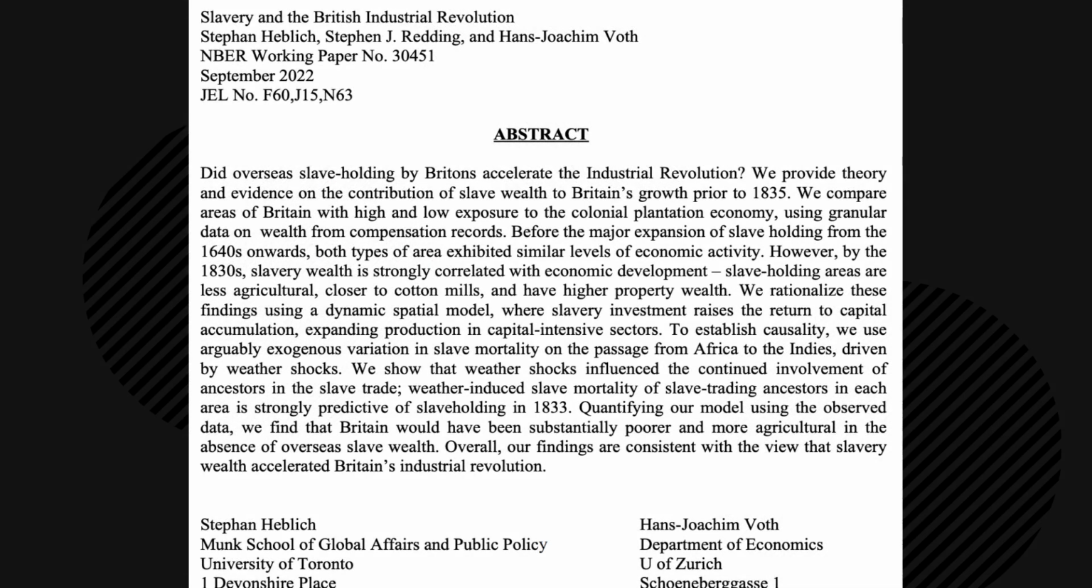The paper we're looking at today is called Slavery and the British Industrial Revolution. It's a working paper from the National Bureau of Economic Research, initially published in September 2022. A working paper is something that economists tend to do. Essentially, it's a paper that is still being developed and is not yet peer-reviewed by a journal. So bear in mind that the version we are presenting to you today may not be the version that ends up in a peer-reviewed journal.